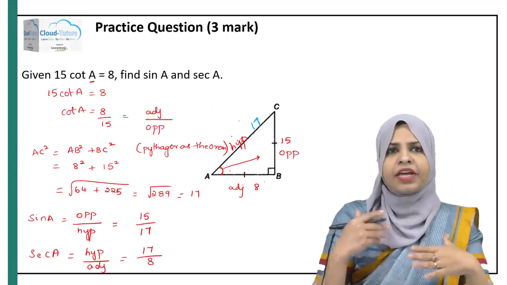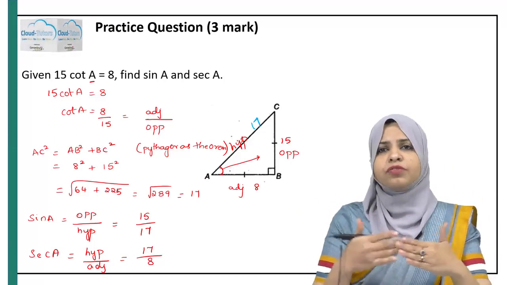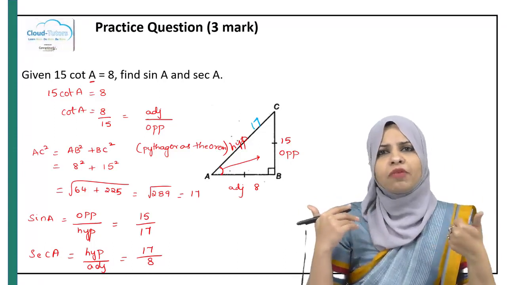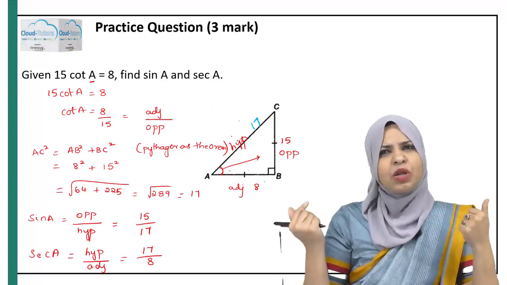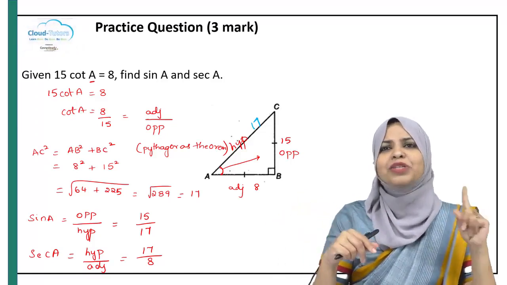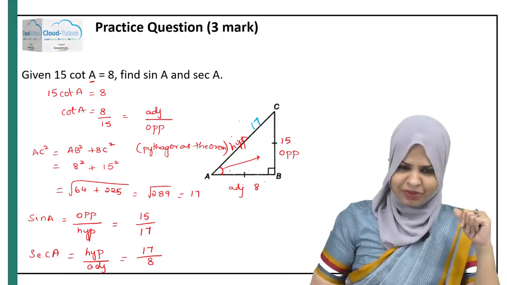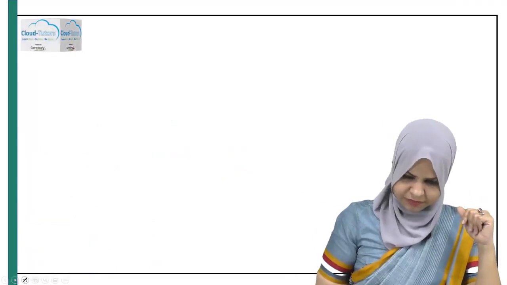See, here if I have to give you the breakup of how it would be, 1 mark for finding the hypotenuse, 1 mark for sine, and 1 mark for secant. Quite simple and easy marks, right? So we don't want to lose them. Okay, let's move on to the next question.